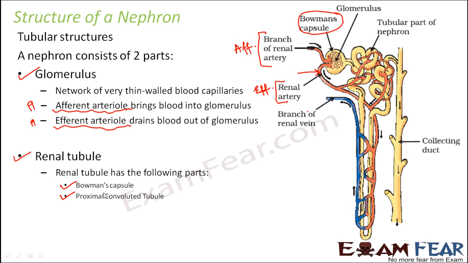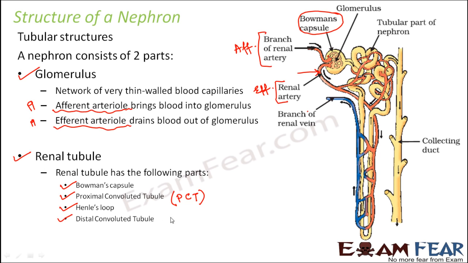The next is the proximal convoluted tubule, which is also known as PCT. Why is it called proximal? Proximal means nearby. So this portion, this is the proximal convoluted tubule, this coiled part, because this is nearby to the glomerulus. That is why it is called proximal. Convoluted means coiled. So this portion is highly coiled. So that is PCT. Next is the Henle's loop. Henle's loop is this U-shaped tube. So this portion is called Henle's loop.